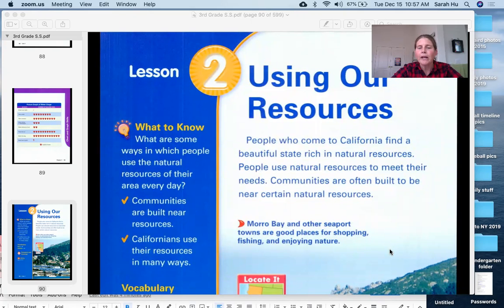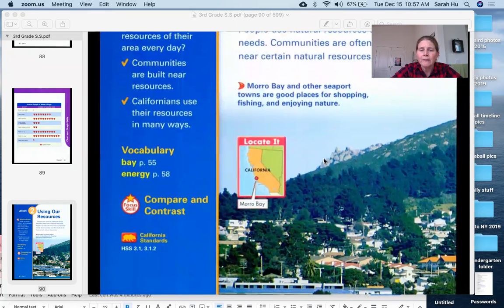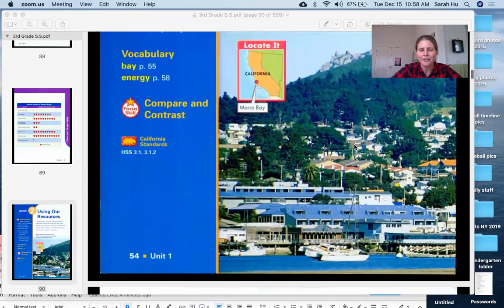People who come to California find a beautiful state rich in natural resources. People use natural resources to meet their needs. Communities are often built to be near certain natural resources. So this is a picture, I'm reading the caption. It's called Morro Bay. It's kind of in the central coast. You can see its location. Here's our state, California. And here we are, San Francisco. I always look at this little inlet. Morro Bay is south of us, okay? And it's a seaport town, and it's a good place for shopping, fishing, and enjoying nature. It's beautiful. So there's a little picture of it.